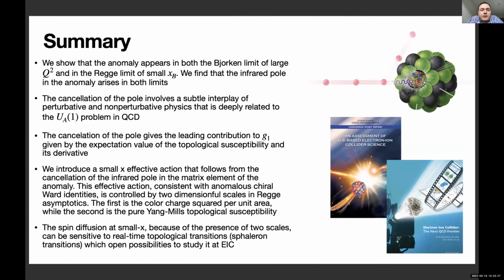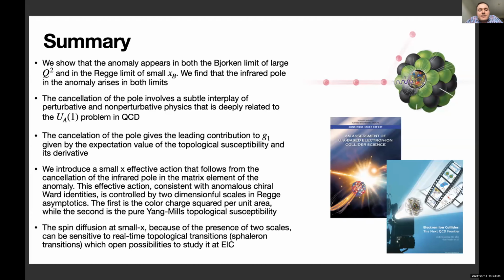So we find that the infrared anomaly appears in both the Bjorken limit and the Regge limit. We find that the infrared pole appears in both limits, and the cancellation of this pole is due to the interplay between the perturbative and non-perturbative sectors. After cancellation of the pole, the leading contribution to the G1 structure function is defined by the derivative of the topological susceptibility. And we also introduce an effective action which satisfies this cancellation and satisfies the anomalous chiral Ward identity. It actually contains two scales.